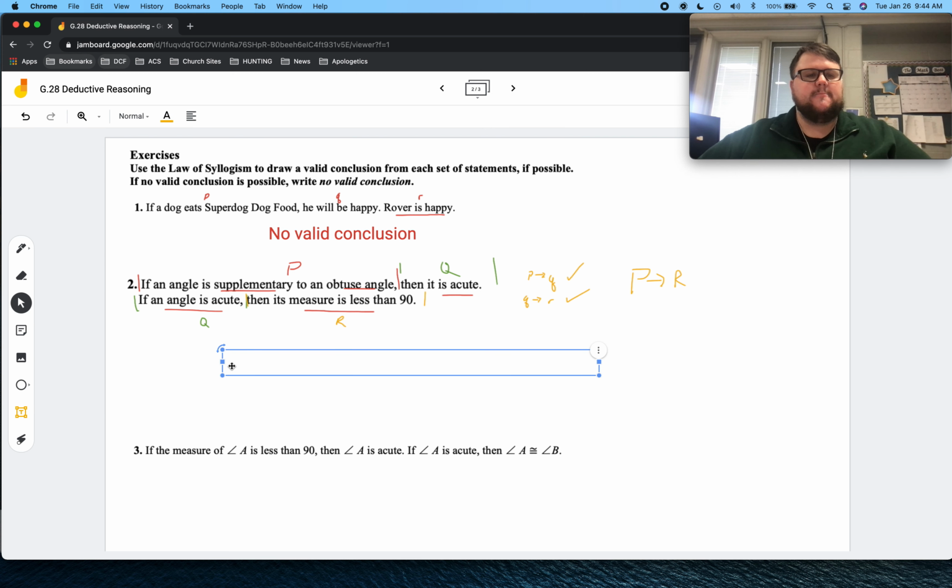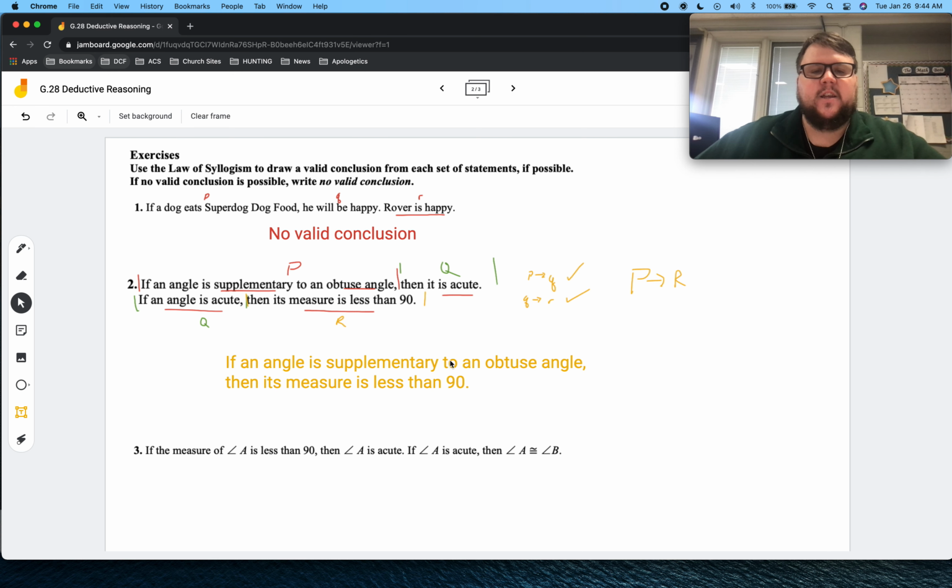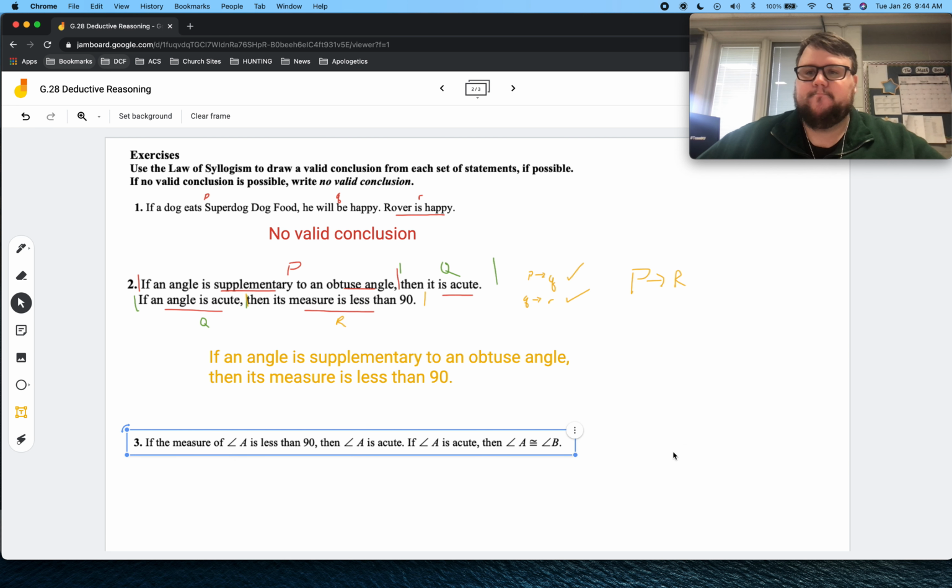So P was, if an angle is supplementary to an obtuse angle, that was our P statement. Now we're going to write our R statement. Then R, its measure is less than 90. And that is our valid conclusion for that problem.